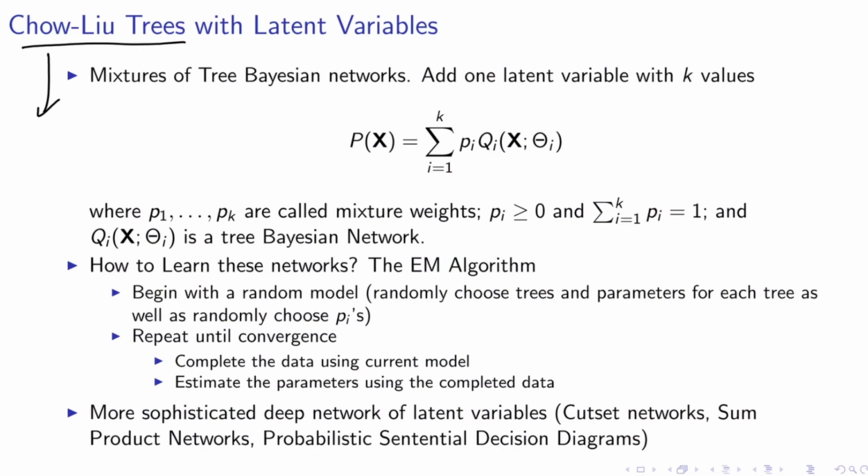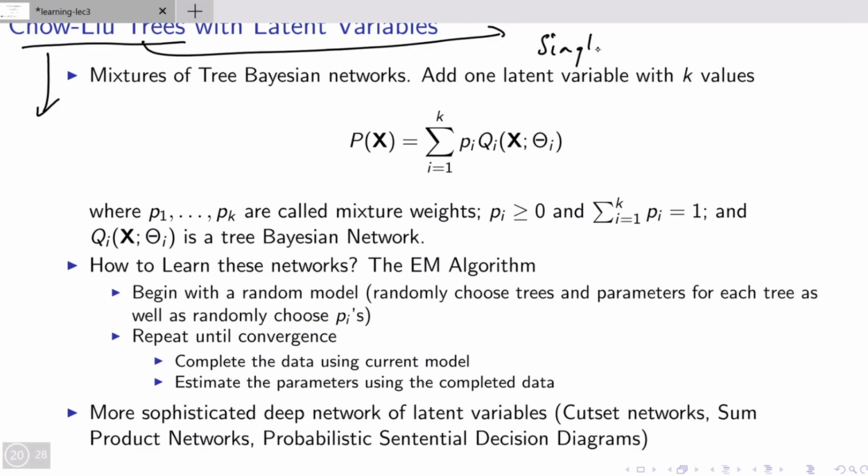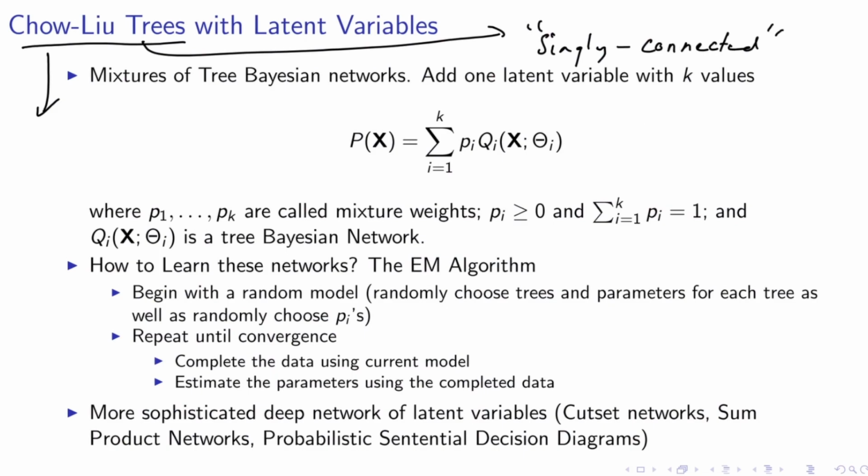One easy way of improving the generalization performance, and by Chow-Liu trees I mean Bayesian networks which are singly connected. Okay, so these are sometimes also called Chow-Liu trees, because they are learned using the Chow-Liu algorithm. So one easy way of improving the generalization performance of Chow-Liu trees is to use mixtures of tree Bayesian networks, where you add just one latent variable, I should say, and let's say the latent variable has k values.